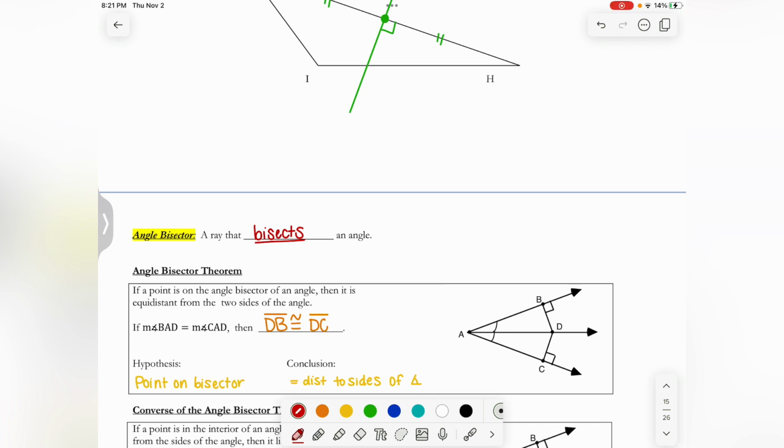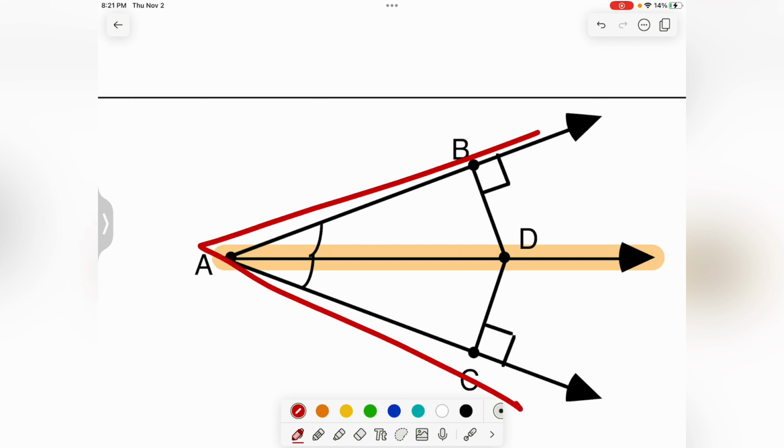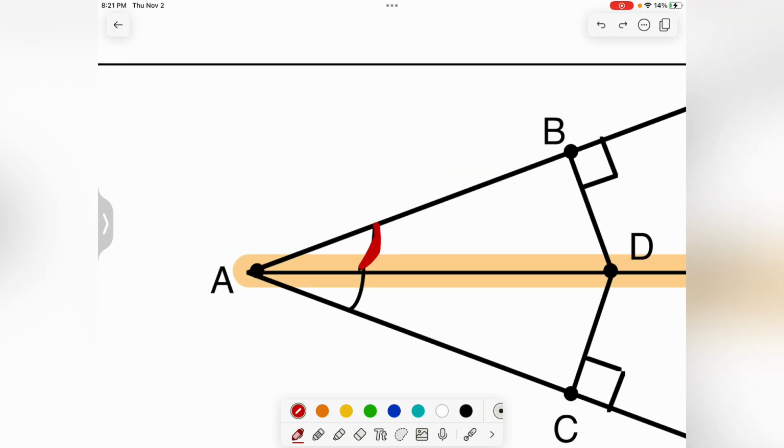So let's just take a quick look at this picture right here. It tells me in the words that AD is an angle bisector of the whole angle BAC. What that means is that these two little angles are congruent. So angle BAD is congruent to DAC.